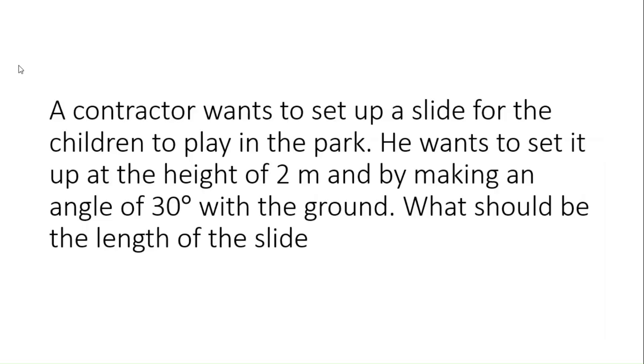A contractor wants to set up a slide for the children to play in the park. He wants to set it up at a height of 2 meters and at an angle of 30 degrees with the ground. What should be the length of the slide? We need to find the length of a slide to be put in a park.